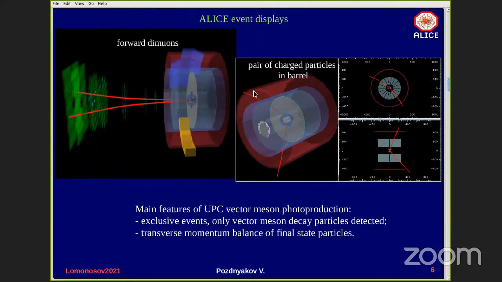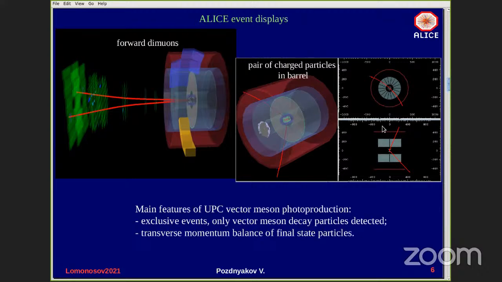So you see that this, I would say, rich physics is actually contained in quite a simple topology. So it's real events. It's for muons detected in the muon arm of ALICE, and it's two particles detected in the barrel. So the main feature of UPC is quite simple: exclusive events. We detect everything produced in UPC, and the transverse momentum balance of final state particles.